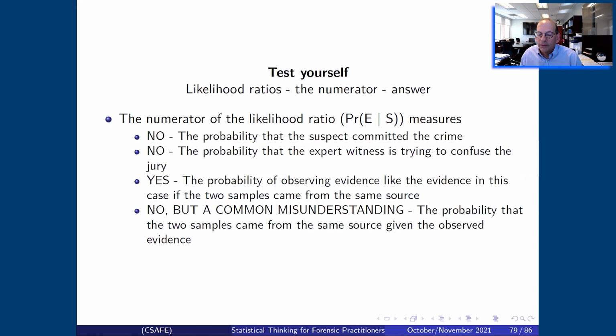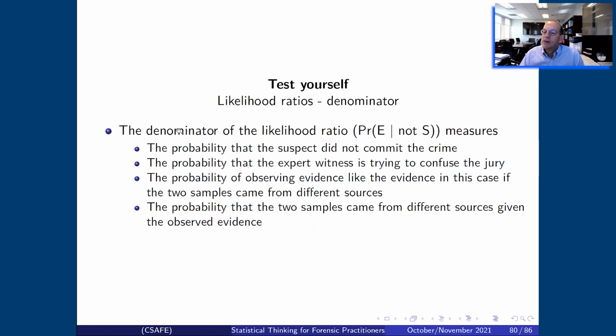And we got 1/3 saying the 4th item. The 4th is the common confusion, the flipping of the 2 things. A probability statement needs to be very careful to define what population you are thinking about. In the numerator, we're thinking about same source pairs. And what you are assigning probability to, in the numerator, we're assigning to evidence. And so we are not talking about the probability that 2 samples came from the same source. We're talking about the probability of seeing evidence like this if they did come from the same source. But you get a second chance. Test yourself on the denominator.